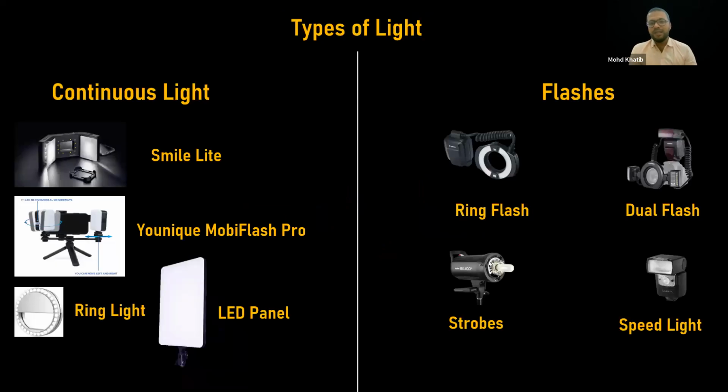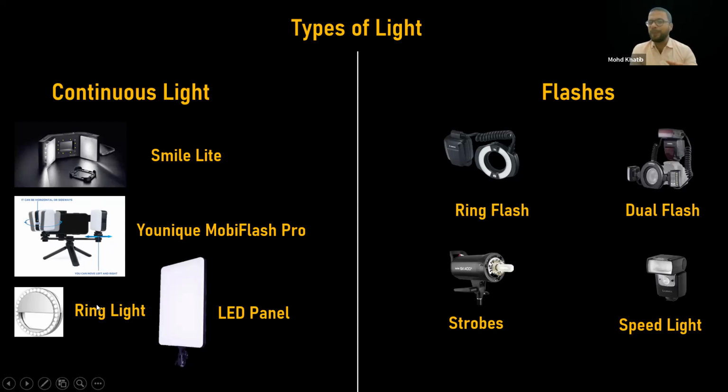Now, I have mentioned that you have to invest in light. So which light is important? For smartphones, there's a continuous light like Smile Light. As you can see here, Smile Light is a bit costly. It's 400 euros. Then what I'm using is Unique Movie Flash Pro, which comes around 10,000 rupees. The best part is this flashlight can be removed and used freehand.